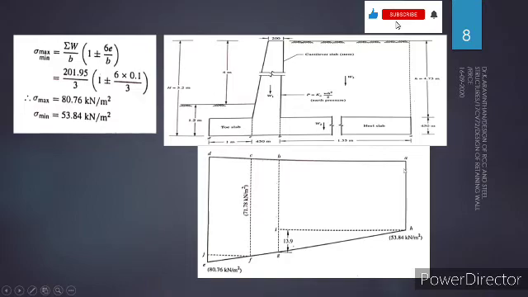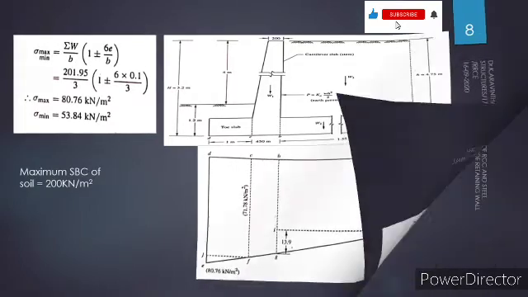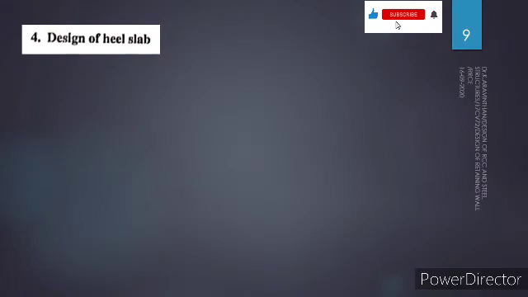We should check the capability of the soil to take the force which is acting on it. Now we should understand that the safe bearing capacity is 200 kilonewton per meter square. You can check that nowhere has it gone beyond the limit. It is well below the limit, and the maximum here is 80.7.